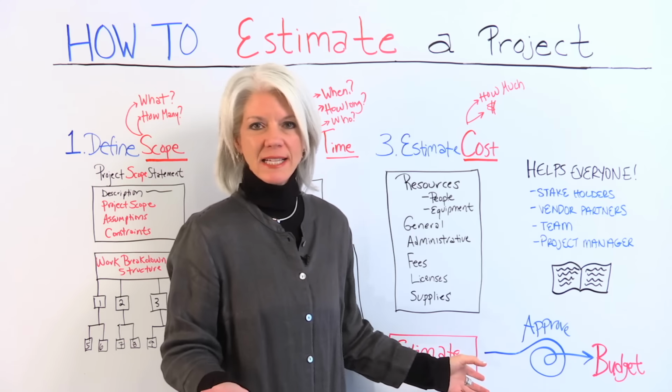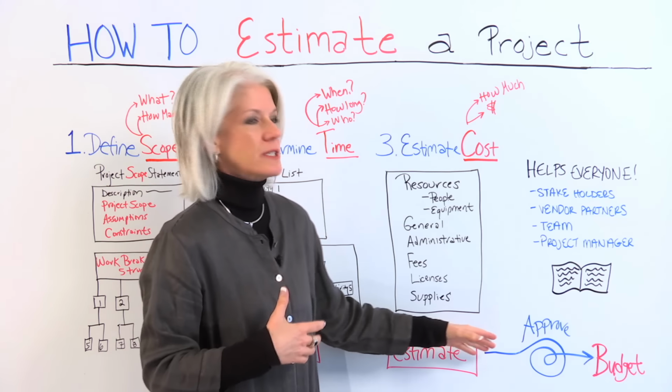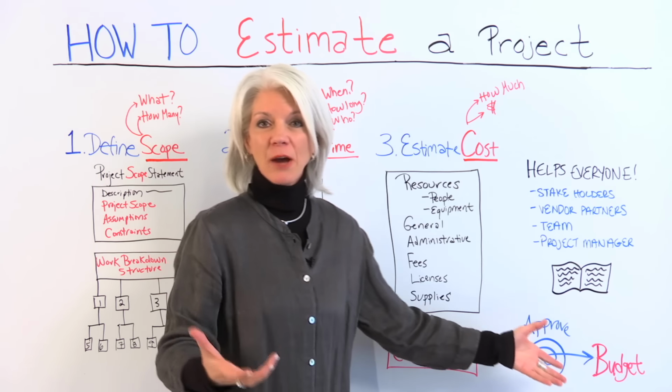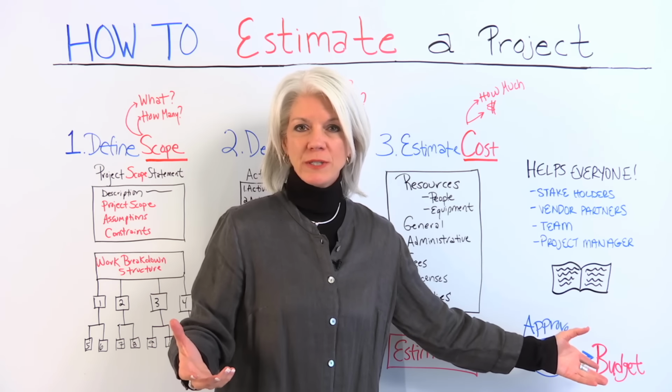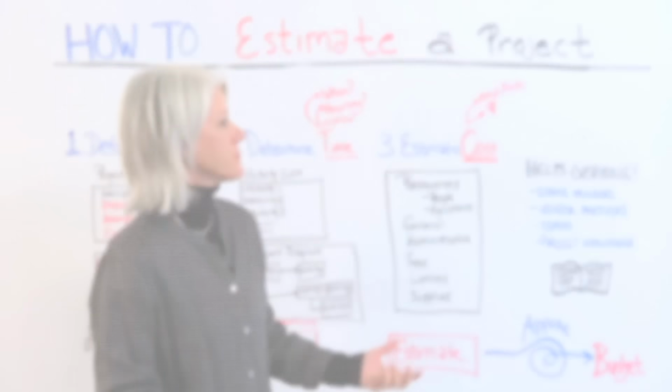Once we take the estimate and we run that through our change control board, our stakeholders who approve it, that now becomes our budget that we use to track the project along the way and any kind of variances.